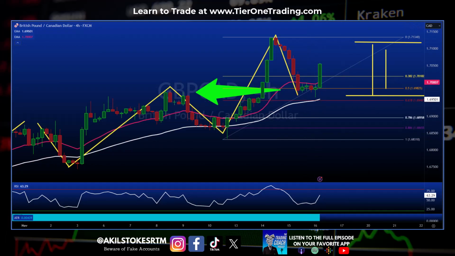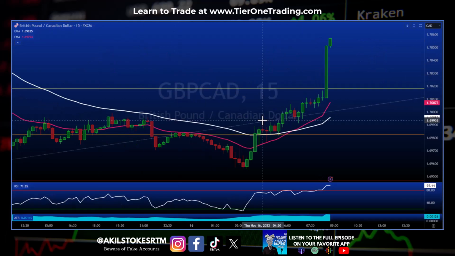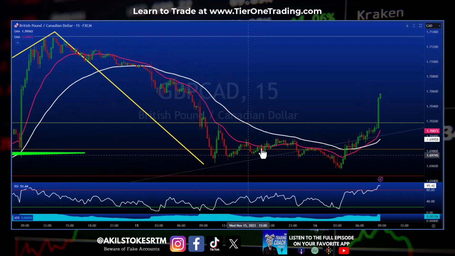What time frame did our trade entry come on? Did it come on the 4 hour? No, it came on the 15 minute. But as soon as we get to the hourly and the 15 minute, our moving average is above our trade. So can we use it as a stop loss? Well, no, we can't use it as a stop loss if it's above our entry, right?